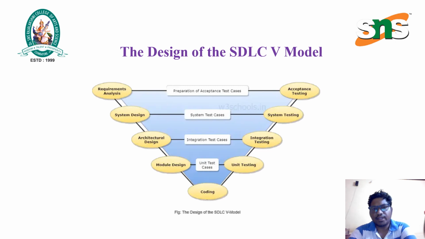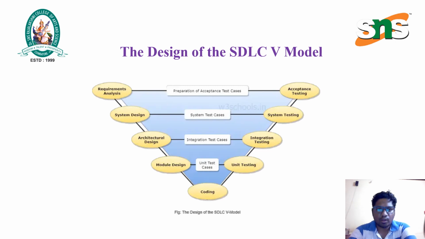Next is the design of the V model. First is requirement analysis. Second is system design. Third is architectural design. Fourth is module design and coding. This is the left side of the V model. On the right side of the V model we have acceptance testing, system testing, integration testing, and unit testing. So the left and right sides of the V model are connected through coding.